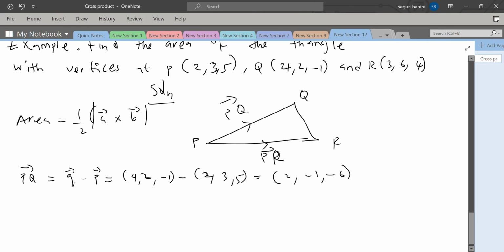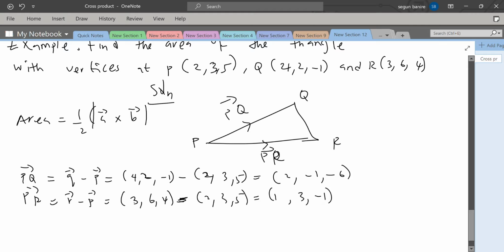Yes. Then PQ is what? PR is what? PR will be R minus P. So what is R? 364 minus 235. So what do we get? We get 1, 3, then minus 1. So these are the vectors. So the area will now be equal to 1 over 2 PQ cross PR. This is how you do it.